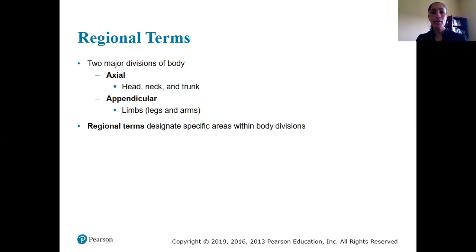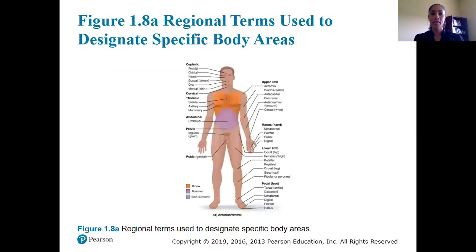All right, regional terms. So we have two major divisions of the body. We have axial and appendicular. The regions of the body that fall in the axial portion of the body include the head, neck, and your trunk. So head, neck, and trunk. And then the appendicular portion of the body is going to include your legs and your arms. So we have regional terms that will designate specific areas of the body division.